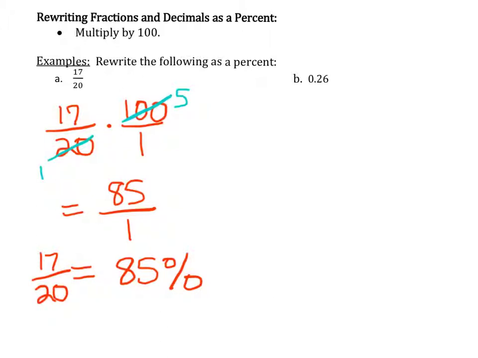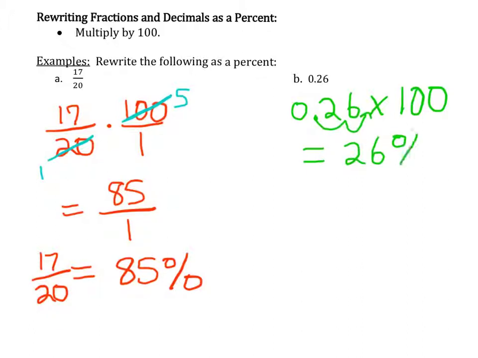Okay? And last but not least, we're going to look at 0.26. I want to rewrite that as a percent. Again, we're going to multiply by 100. So I'll take this 0.26 and multiply it by 100. If I multiply by 100, remember from before, when you divide by 100, you move your decimal 2 places to the left. An easy or quick way to do this is to move it 2 places to the right. And if I move it 2 places to the right, I get 26. So 0.26 is 26%.